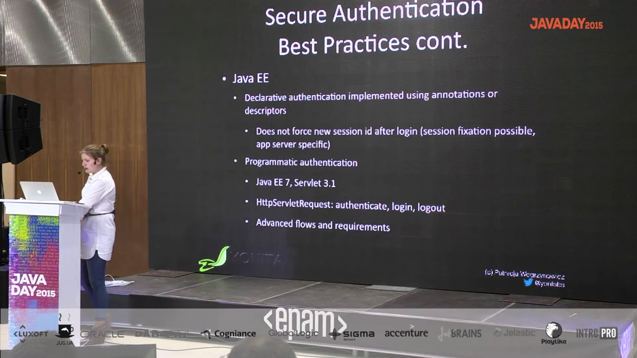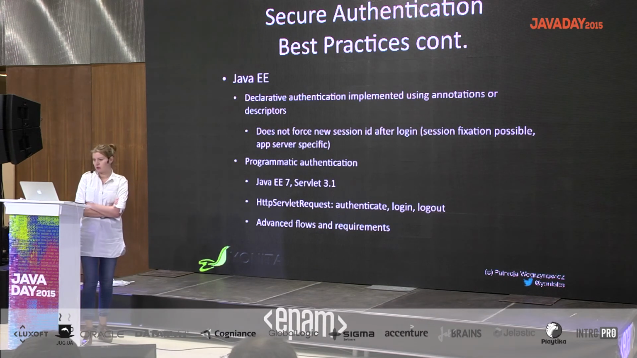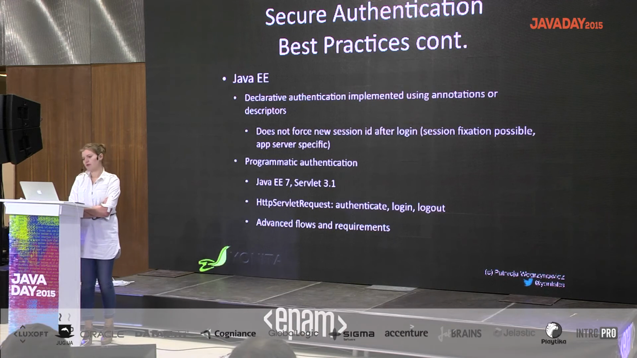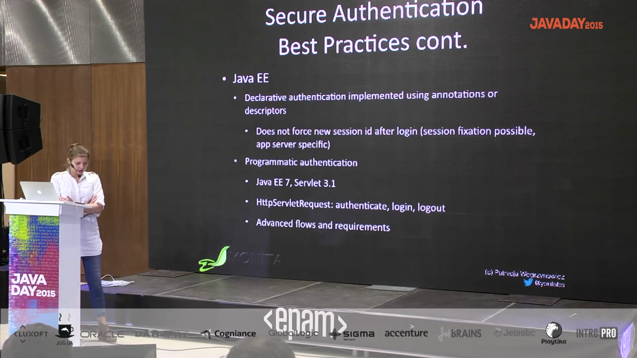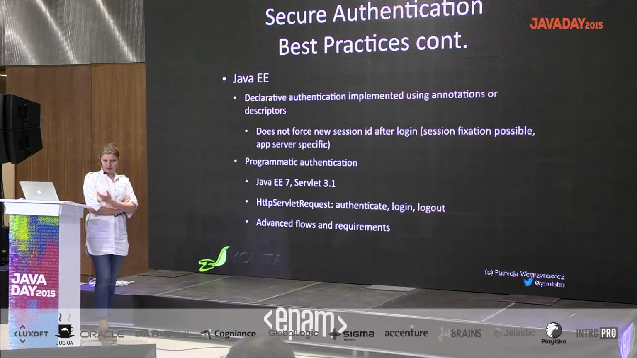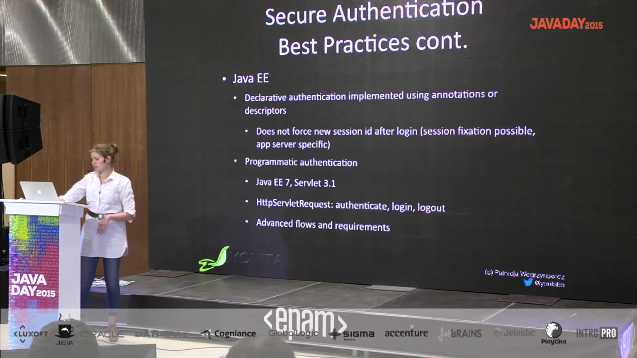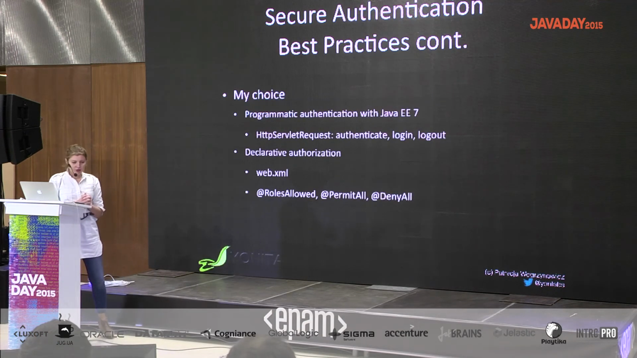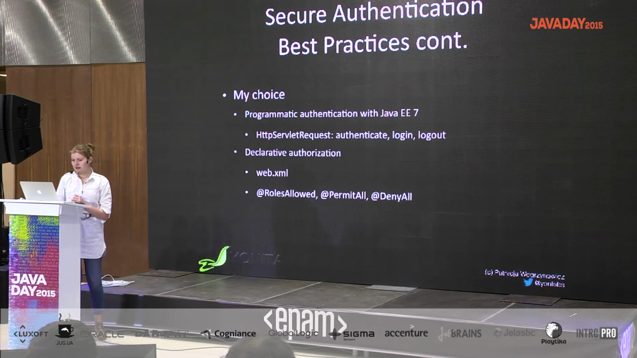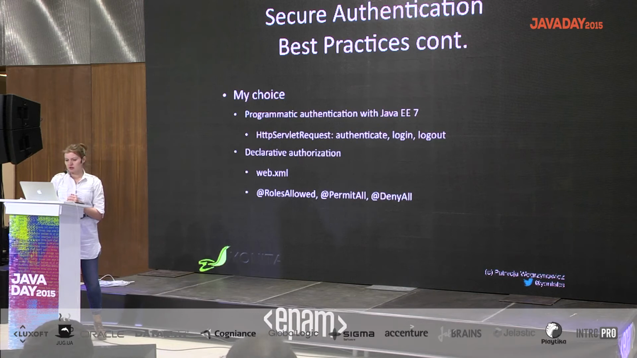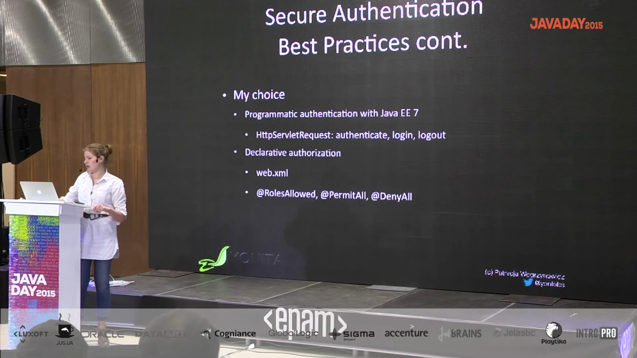For programmatic authentication, we can use Java EE 7 with authenticate, login and logout in the HTTP servlet request. That way we can implement more advanced flows and requirements like that session fingerprinting. And my choice would be programmatic authentication with session fingerprinting and declarative authorization, so web.xml and annotations: roles allowed, permit all, and deny all.